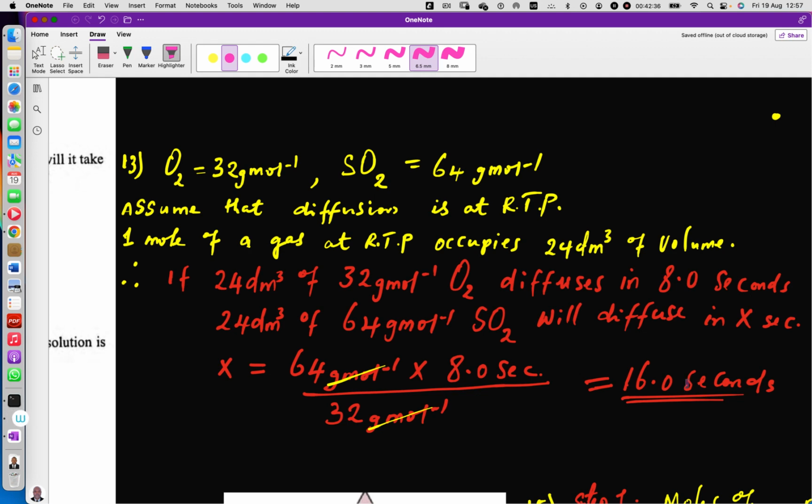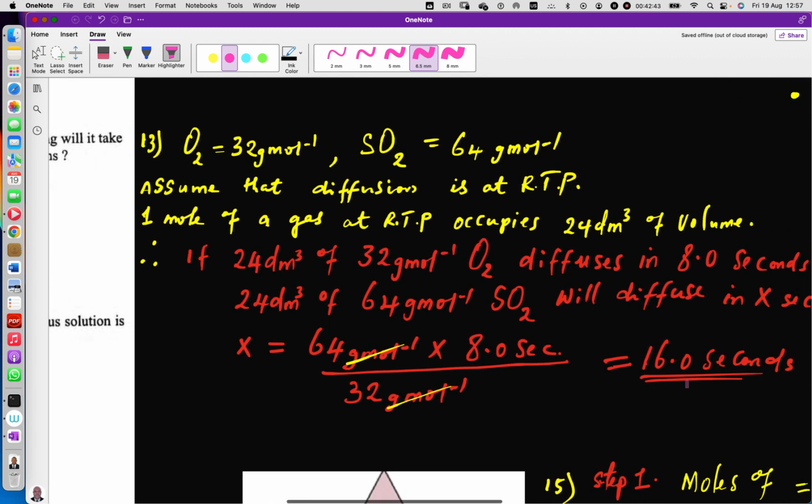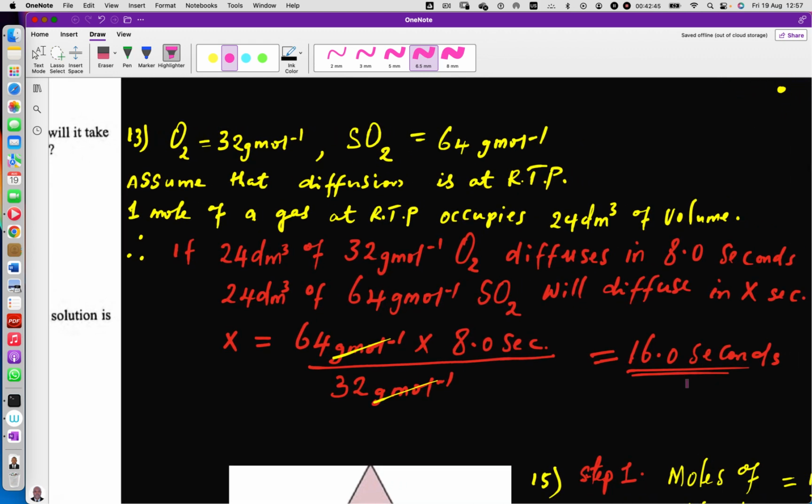It is 16 seconds. Method number 2, I want to support the answer. Why do I say it is 16 seconds? Because the mass of oxygen diffused in 8 seconds, and the mass of oxygen was 32 grams per mole. Then the mass of sulfur dioxide is 64 grams per mole. It will take a longer time to diffuse.